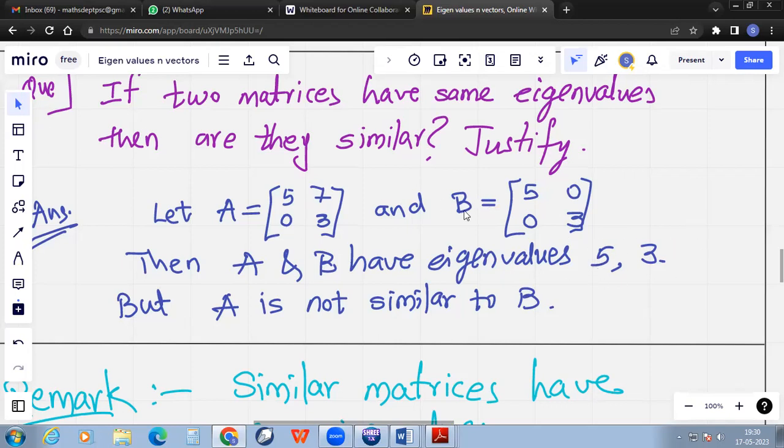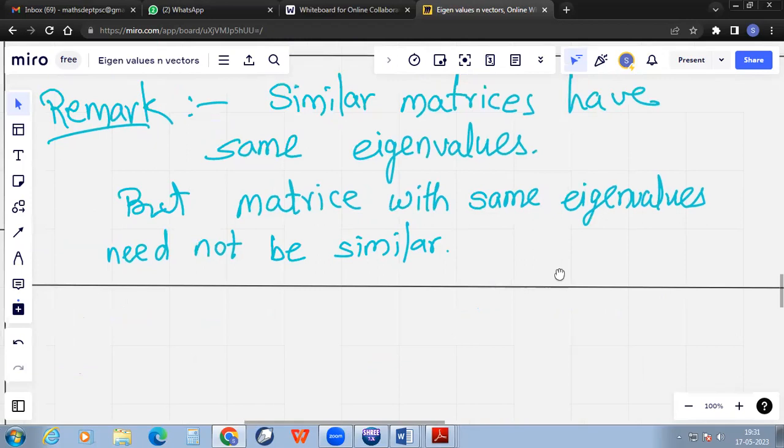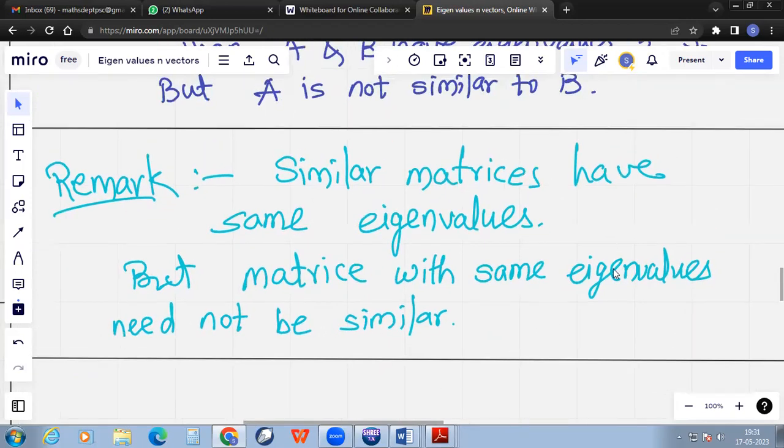But you are watching that they are not similar matrices. So if two matrices are having same eigenvalues doesn't mean that they are similar. But similar matrices will always have same eigenvalues. So this is the remark that you must keep in mind.